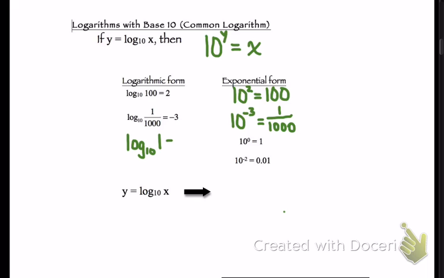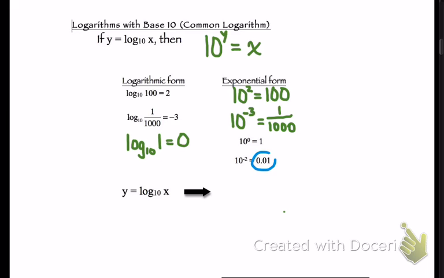I know I'm going to put a 1 there, and I know I'm going to put a 0 there, because the base 10 log of 1 is equal to 0, right? Think about working in reverse. Second one, why is 10 to the negative second power 0.01?